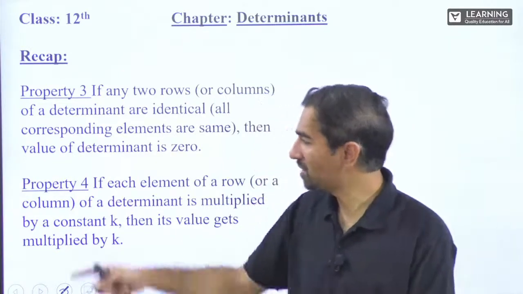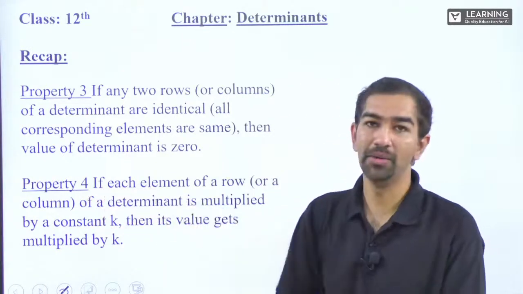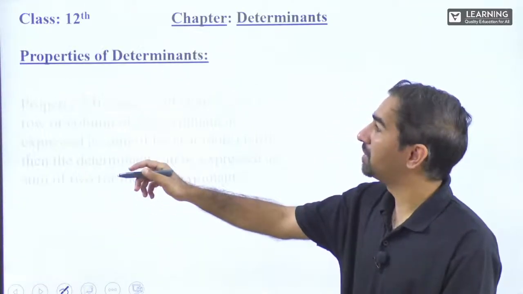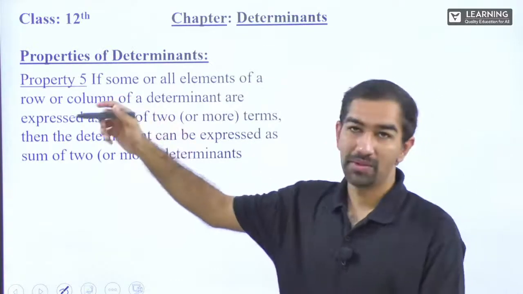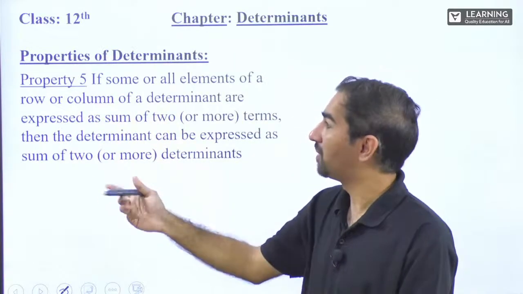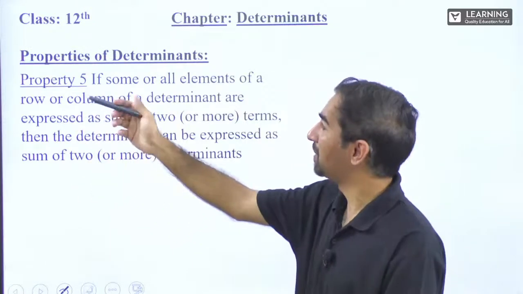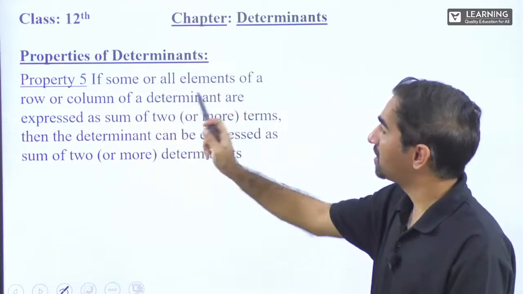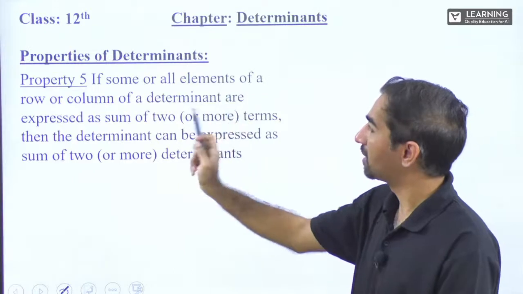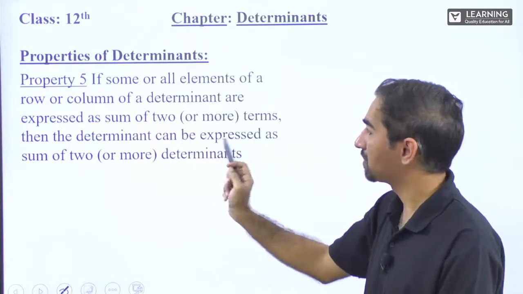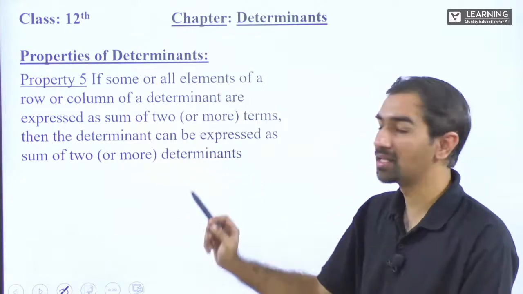So in today's class, students, after property 4, we are going to continue again with the properties of determinants, starting with property number 5. We will also prove this property with an example. Alright. So property number 5. If some or all elements of a row or column of a determinant are expressed as sum of 2 or more terms, then the determinant can be expressed as sum of 2 or more determinants.